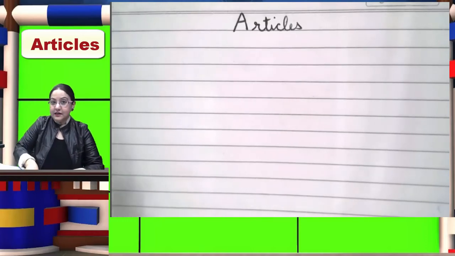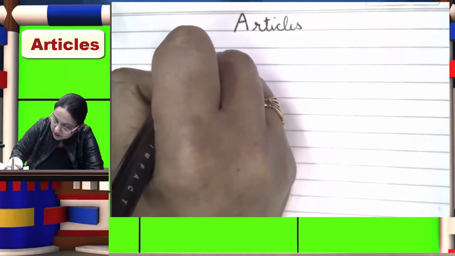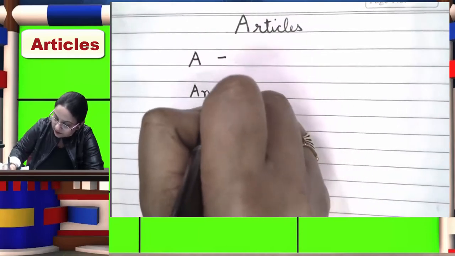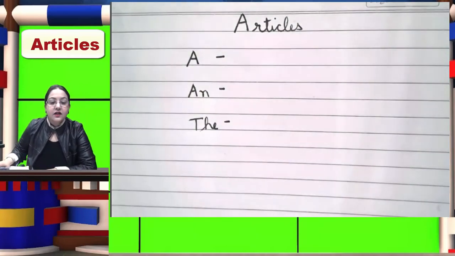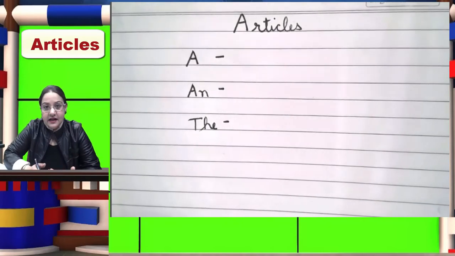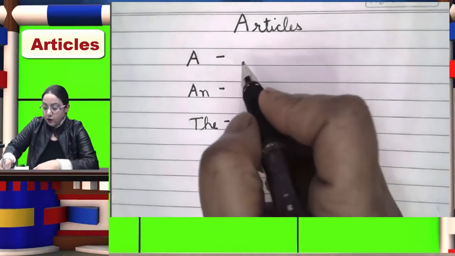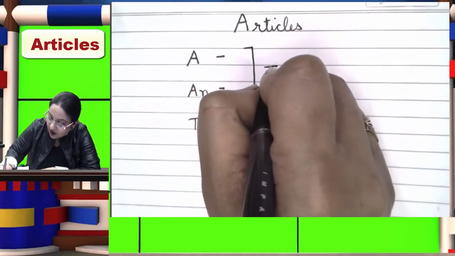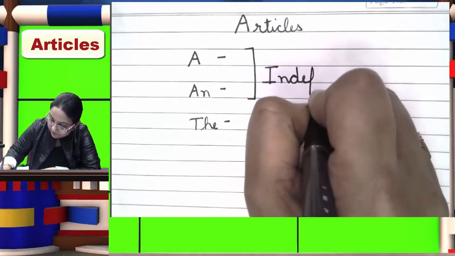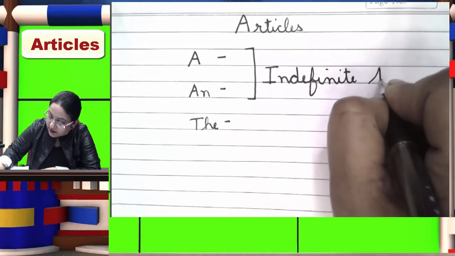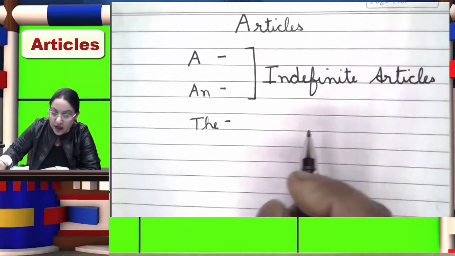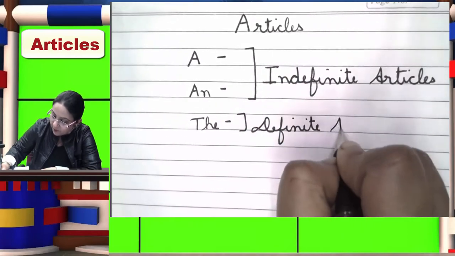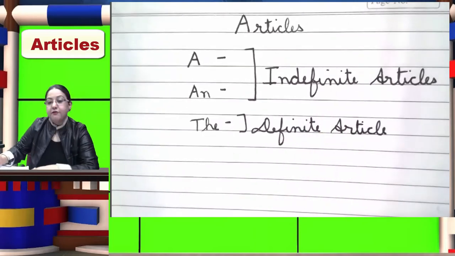Now we have three articles as you all know: a, an, and the. These are the three articles that we have been reading from our primary classes. Now the article a and the article an, both of these are indefinite articles. And the article the is my definite article.